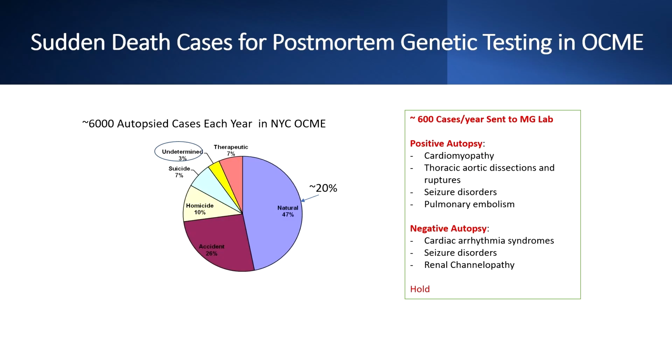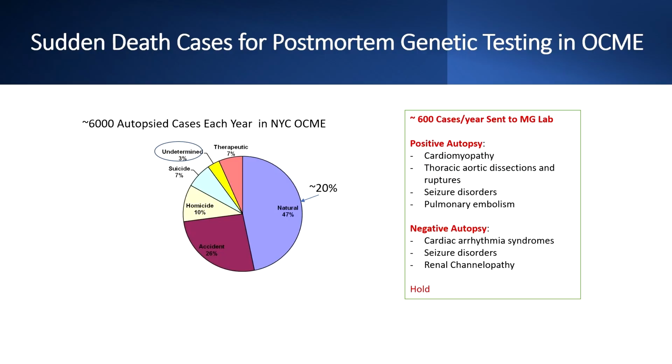The cases fall under 3 categories. First, there are positive pathology findings, such as cardiomyopathy, thoracic aortic dissection and rupture, seizure disorders, or pulmonary embolism. In those cases, we look for monogenic explanations or increased genetic risk. Second, negative autopsy and the cause of death is unexplained. In those cases, we look for cardiac channelopathy for cardiac arrhythmia syndrome, neuronal channelopathy for seizure disorder, or renal channelopathy. And the third, samples are held for future testing.